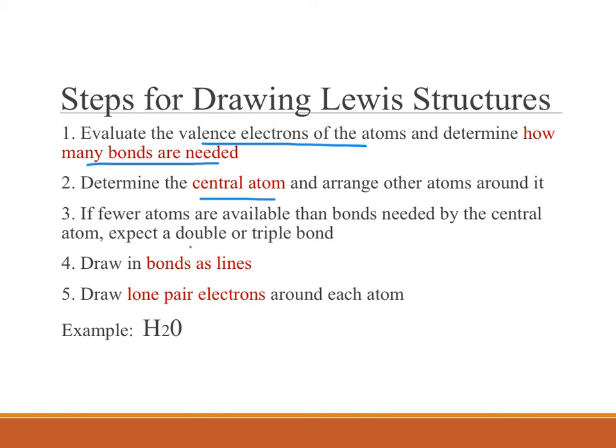If you find that you have fewer atoms available than bonds, just going on a one-to-one relationship, you probably are going to have to put in a double or a triple bond. Start by drawing in your bonds as lines, and then add your lone pair electrons around each atom. So let's do a couple of examples to help you see how this works.